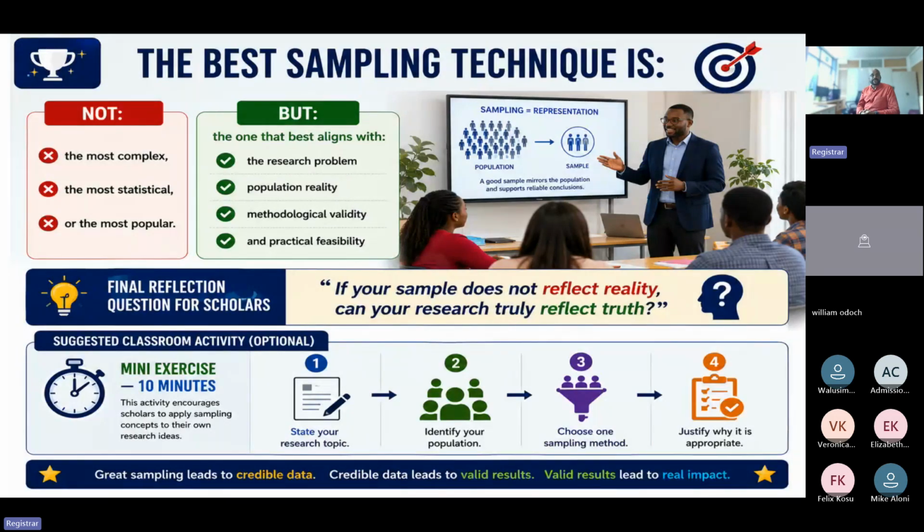So kindly do this exercise. This slide will remain here. You do this exercise: state your research topic, identify your population, choose one sampling method. So with that, we will conclude the session. I'm not ending the session, I'm just keeping away for 10 minutes. Once the exercise is done, get back to me. Thank you.